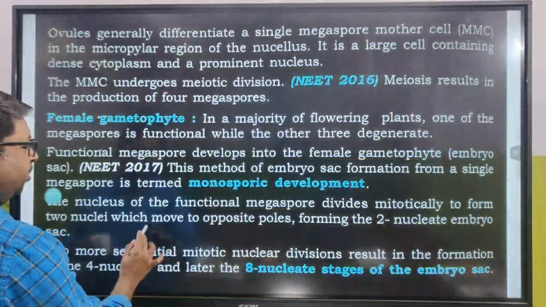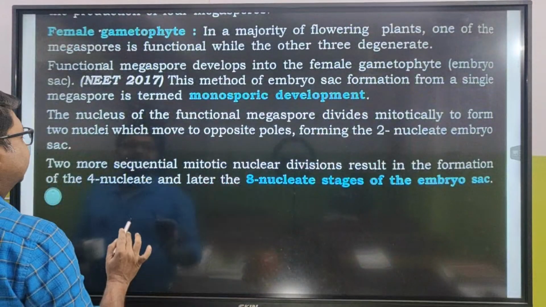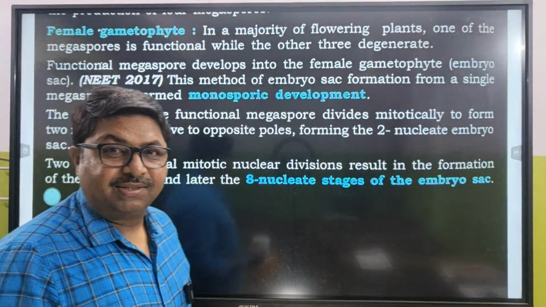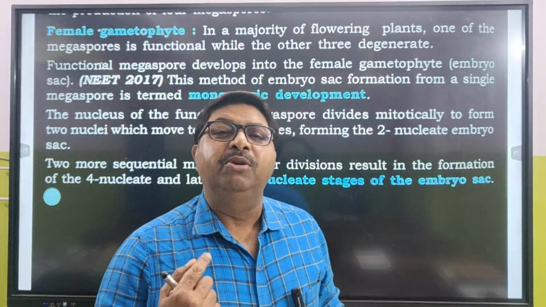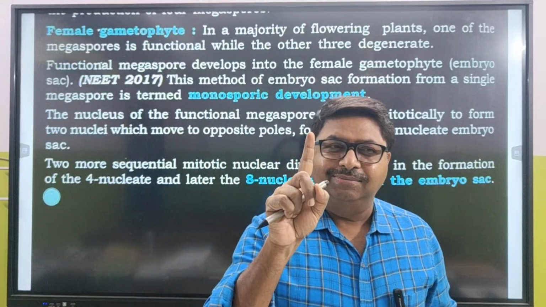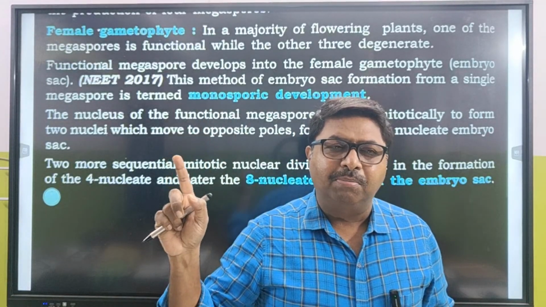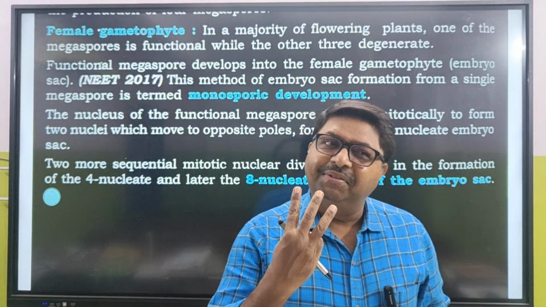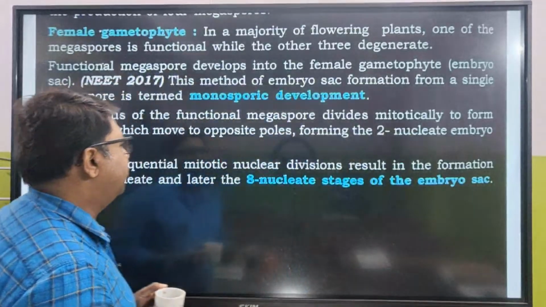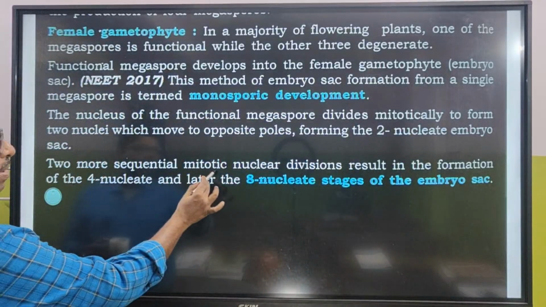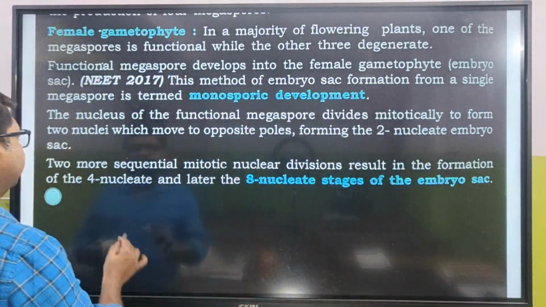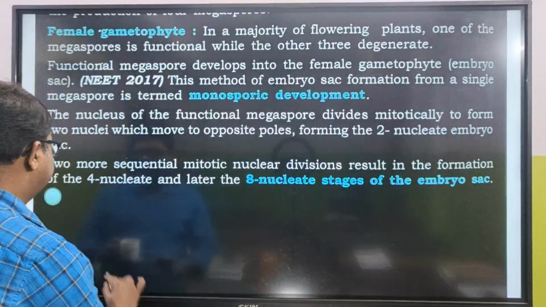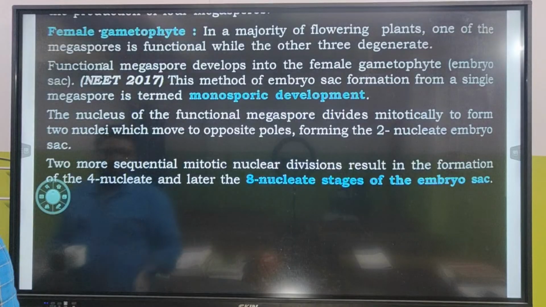Two more sequential mitotic nuclear divisions. That means we are calling the free nuclear divisions mitosis. So how many meiosis took place? Only one, with the megaspore mother cell. And how many mitosis will take place? Three mitosis, that's three free nuclear divisions. Two more sequential mitotic nuclear divisions result in the formation of the 4-nucleate and later the 8-nucleate stage of the embryo sac. I think आपको समझ में आ गया ये, है ना?